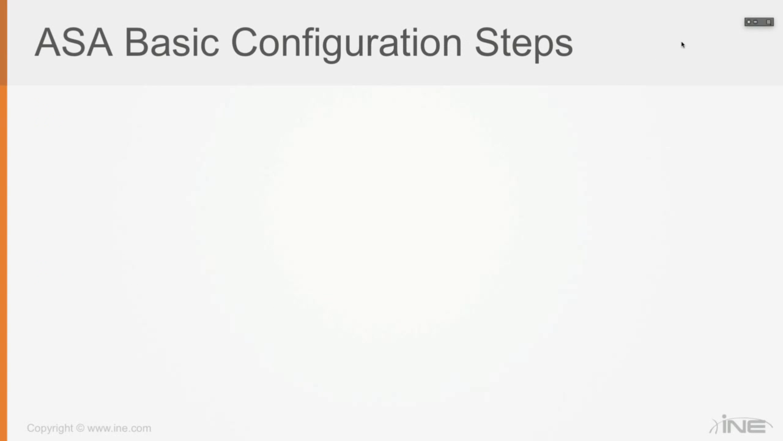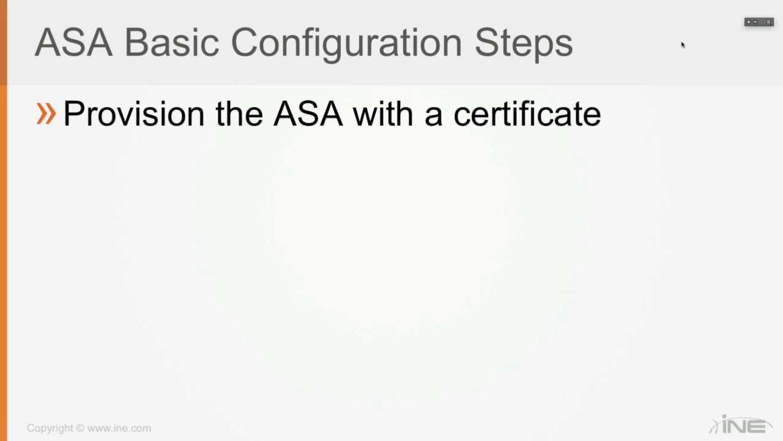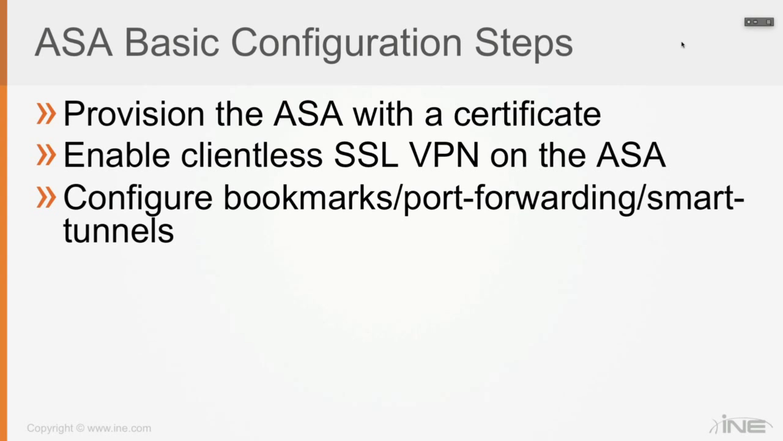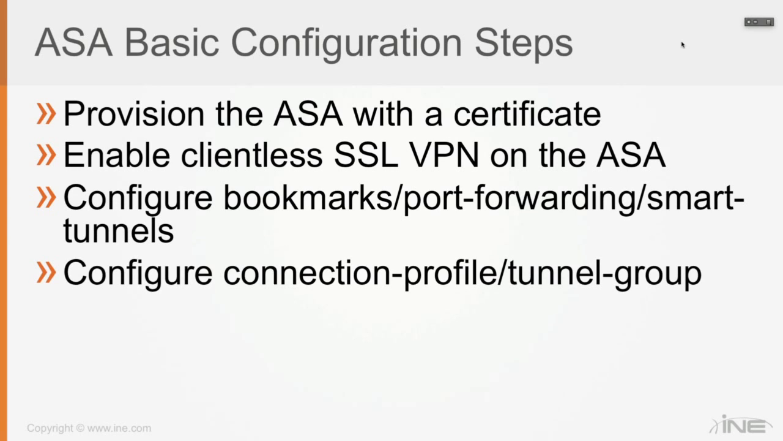Now from the configuration point of view, we have pretty much the same steps on the ASA. So first we have to provision the ASA with a certificate, then enable clientless SSL VPN on the ASA, then configure the authorization part, so bookmarks or port forwarding or smart tunneling, then configure the connection profile tunnel group, and of course configure the group policy.